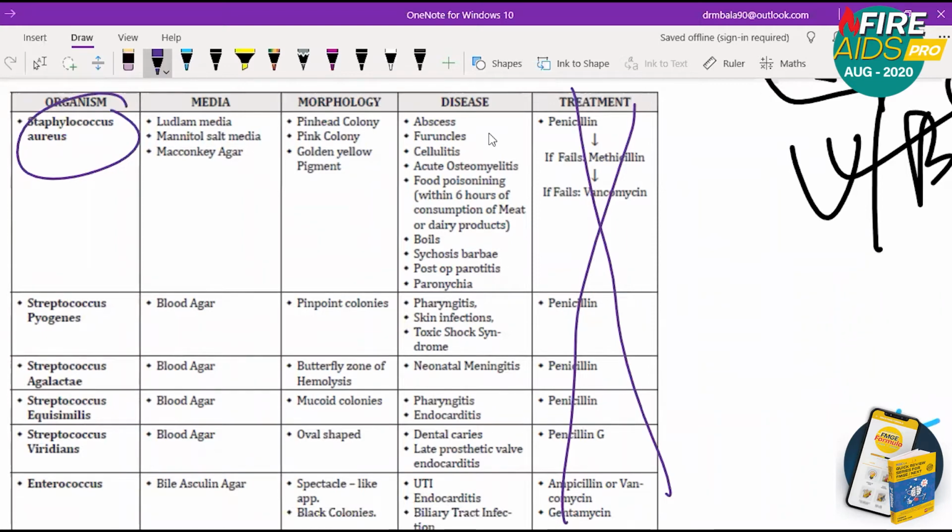Staphylococcus aureus, the morphology is important. Yellow pigment, pink colony and pinhead colony.